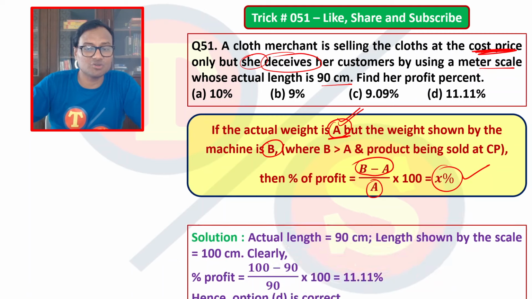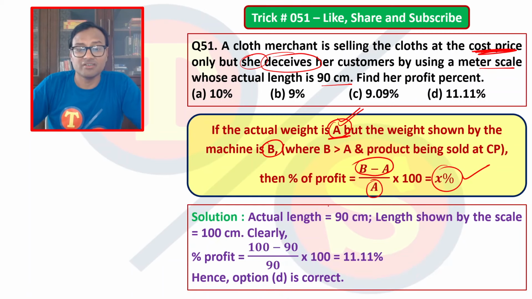So basically in this question the things are very simple. The actual length is 90, so put it in the denominator. The false length is 100, so take their difference. So there is a profit of 10 centimeter over 90 centimeter, so that comes out to be 11.1%, right?